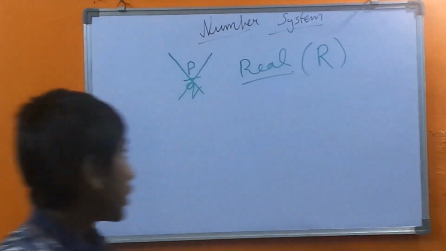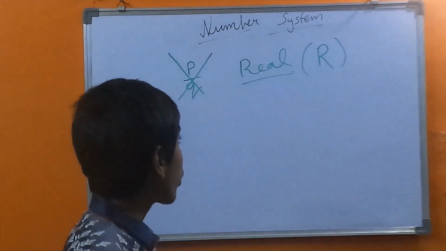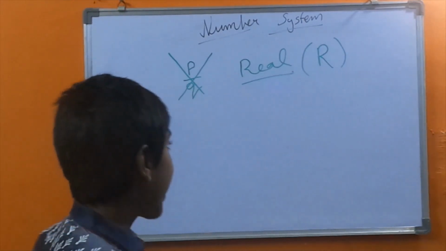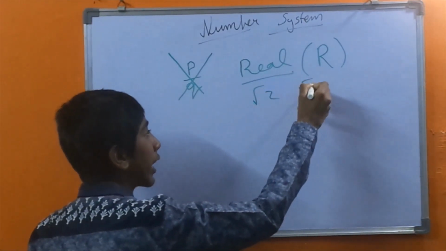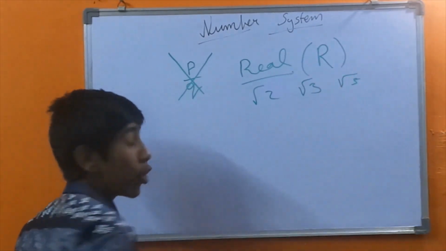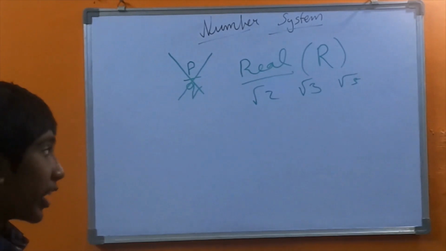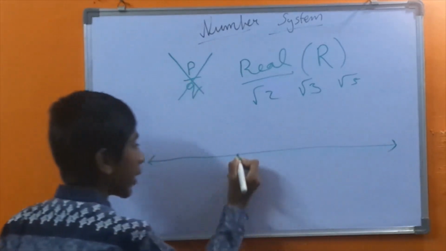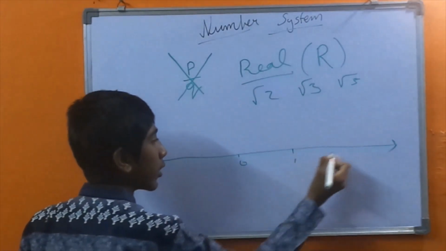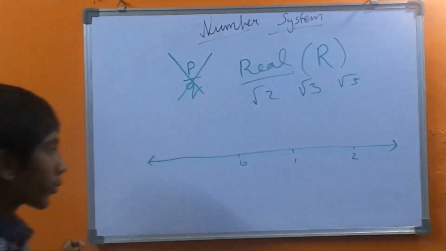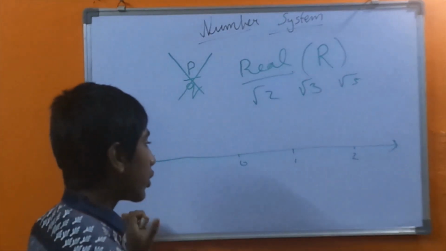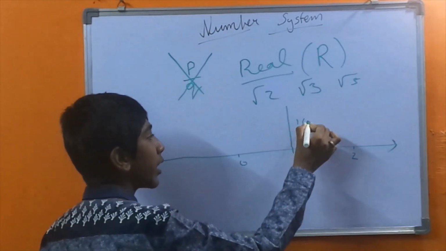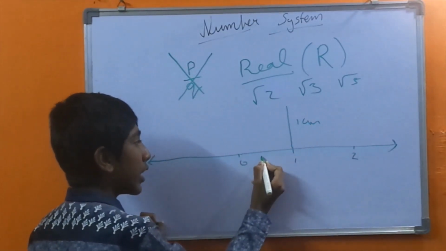So, now we are going to learn how to represent an irrational number like root 2, root 3 or root 5 on a number line. First, we will draw a number line and mark 0, 1, 2. Now, we will draw a perpendicular at 1. Let the distance from 0 to 1 be 1 centimeter.